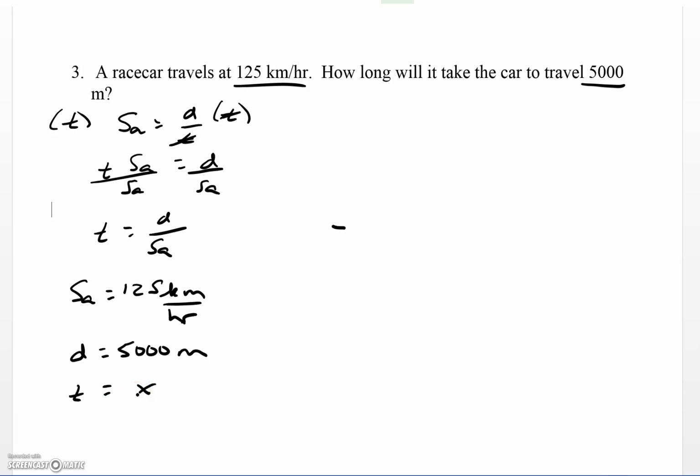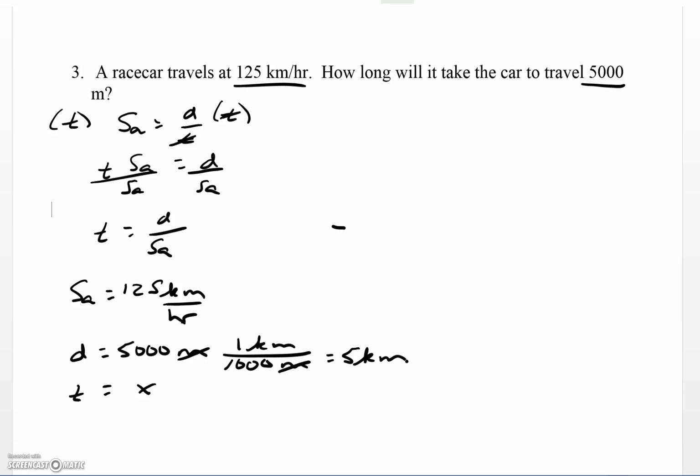Again, we've got an issue with the units because our average speed is in kilometers per hour, but our distance is in meters. Kilometers and meters are not the same, so we're going to need to do a conversion. We're going to convert 5,000 meters to kilometers. We know that there are 1,000 meters in 1 kilometer, so our meters are going to cancel out. So we're going to get 5 kilometers for our distance. Now our units match up.